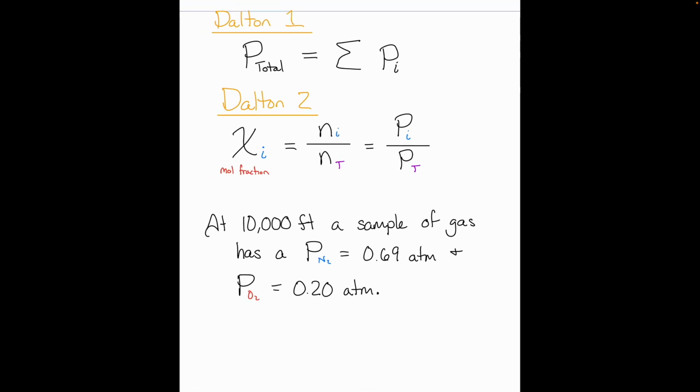All right, and so using Dalton's laws here, I want you to tell me first, what is the total pressure? And then secondly, what is the mole fraction of nitrogen?